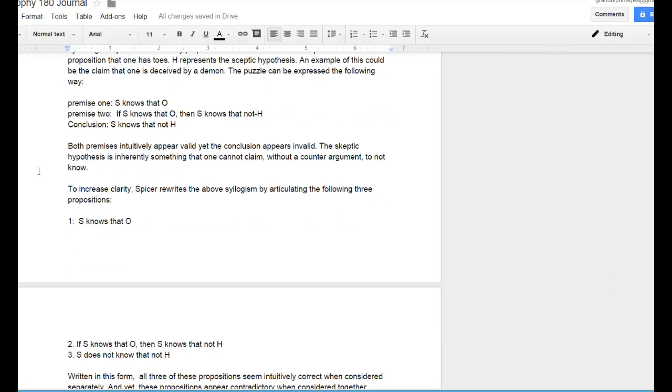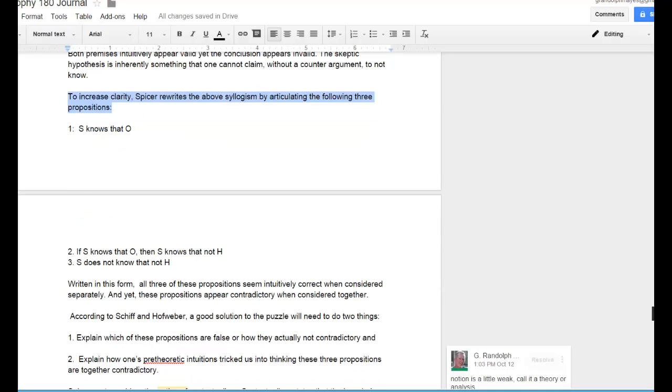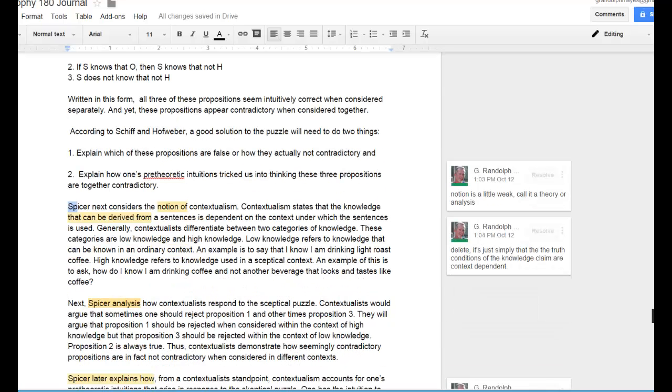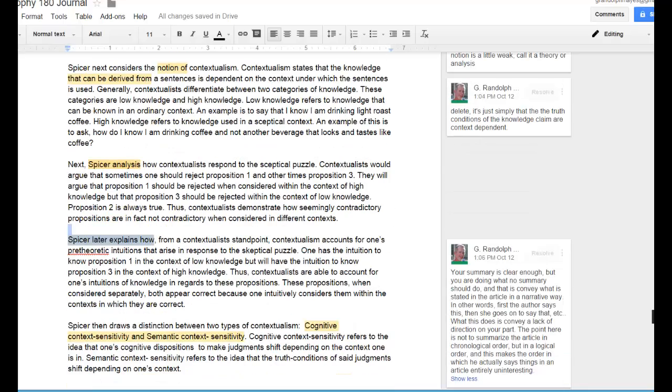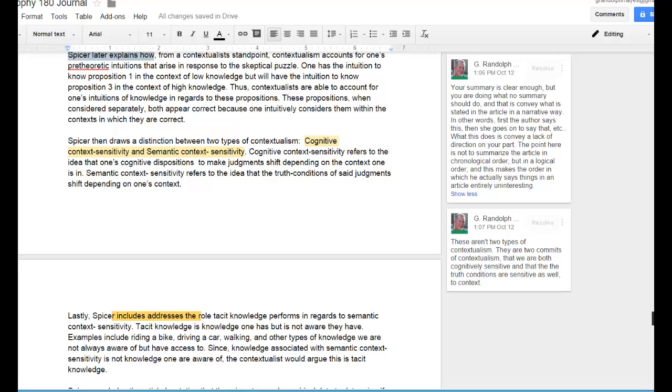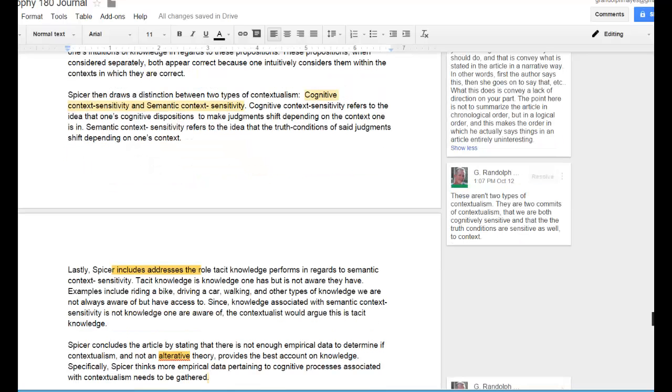And then you can see that he is always focusing on what happens afterwards in the article. "Spicer next considers the notion of contextualism." "Next, Spicer says this." "Spicer later explains how." When you write a summary like this, I can tell right away that you don't have a project in mind, that you're just saying, well, I've read this article, let me just write a bunch of stuff about it, and then maybe I'll think about something useful I can say critically.